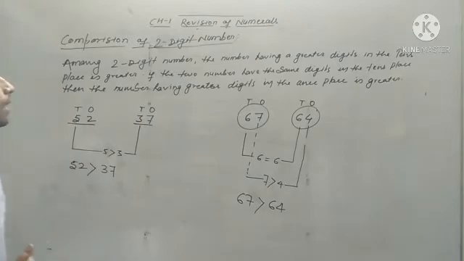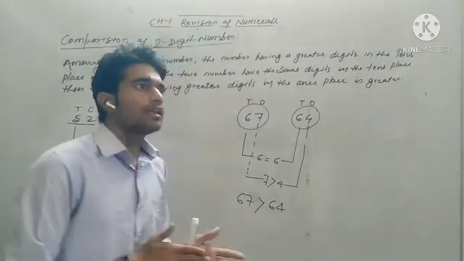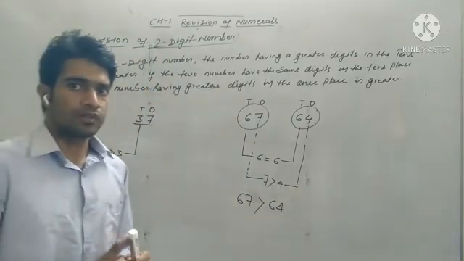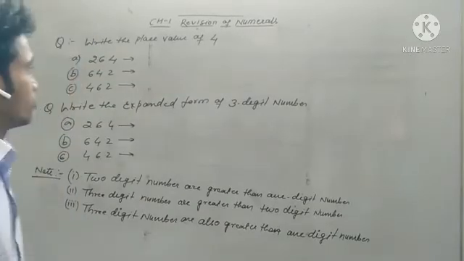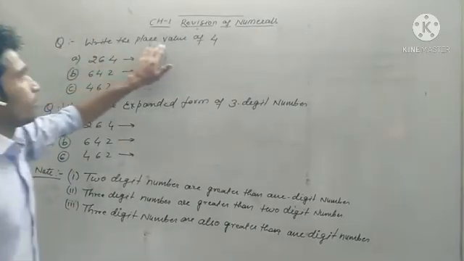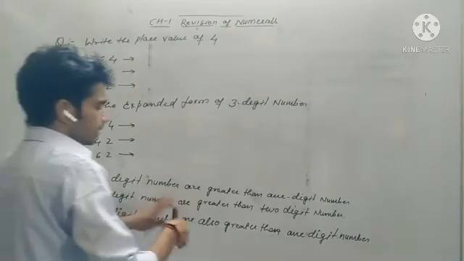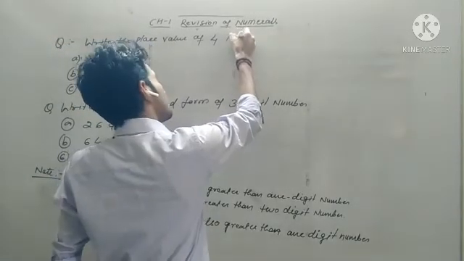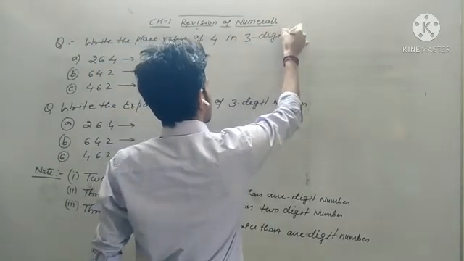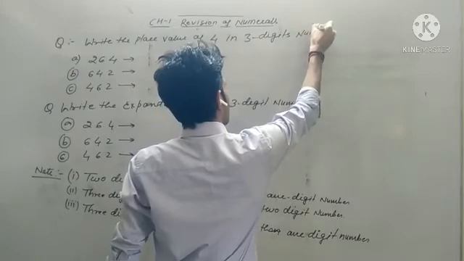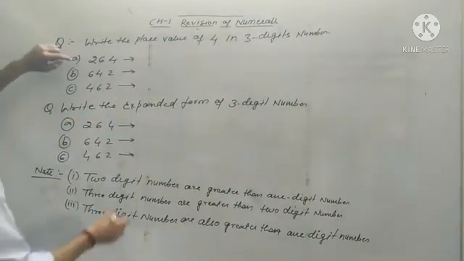So now we have to discuss the place value of 3-digit numbers and comparison of 3-digit numbers. Similarly, friends, our question is: write the place value of 4 in a 3-digit number.